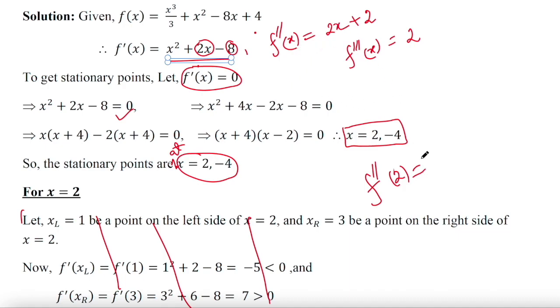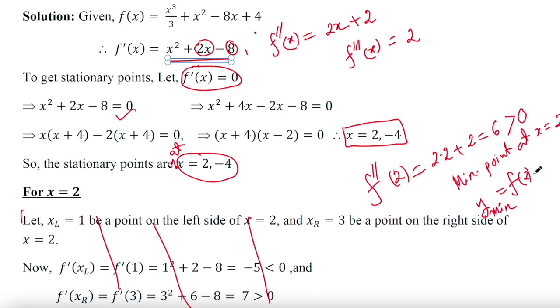This is the second derivative. 2 into 2 plus 2 equals 6, which is positive. So there is a minimum point at x equal to 2. And the y coordinate of the minimum point, that is y min, the minimum value of y, will be f(2), which you will get from this function.